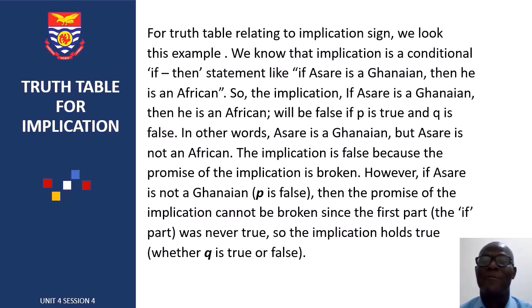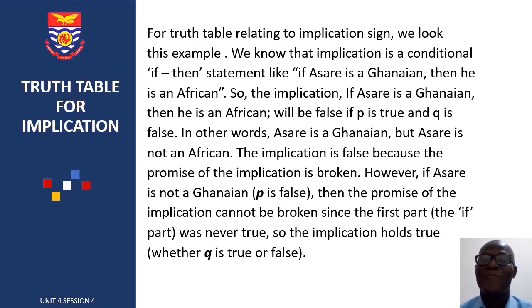However, if Asare is a Ghanaian but he is not an African, this statement is not true, meaning it is false, because all Ghanaians are Africans. So the moment Asare is a Ghanaian, he must be an African. So the statement is false.